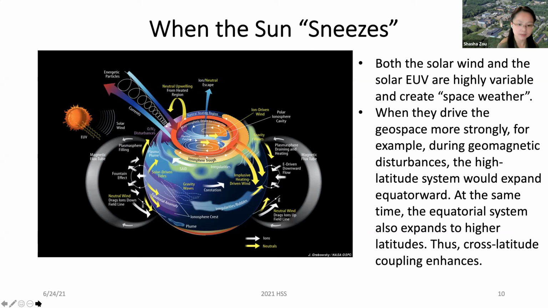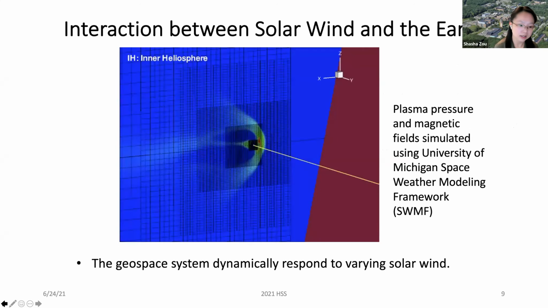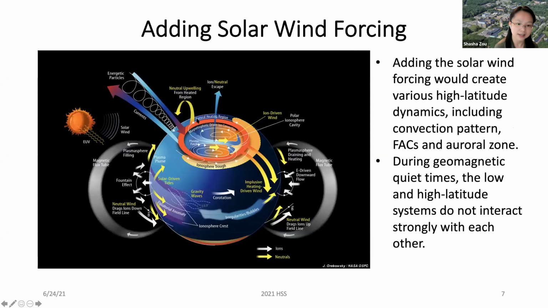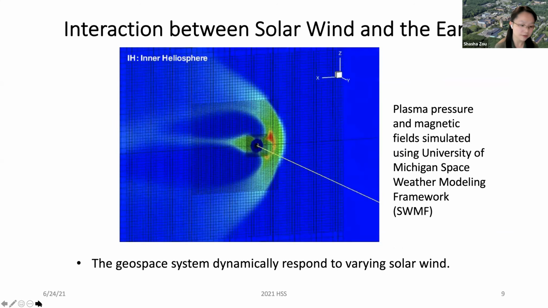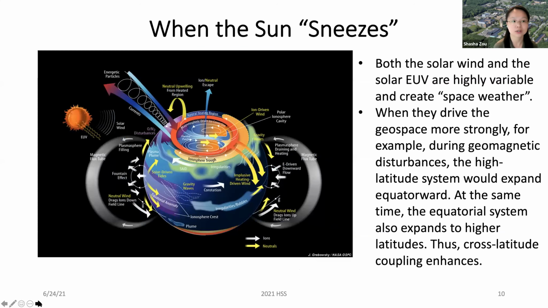Okay. So next, I want to just highlight some of the important processes that drive the high latitude ionosphere and thermosphere dynamics. In the previous slide, you see that once we add solar wind, we start to have those high latitude dynamics. And if the solar wind drives the magnetosphere real hard, for example, during an ICME or CIR storm, then both the high latitude system and the equatorial system will expand. So they start to interact with each other. And there are some very interesting features that you will see during storm time.